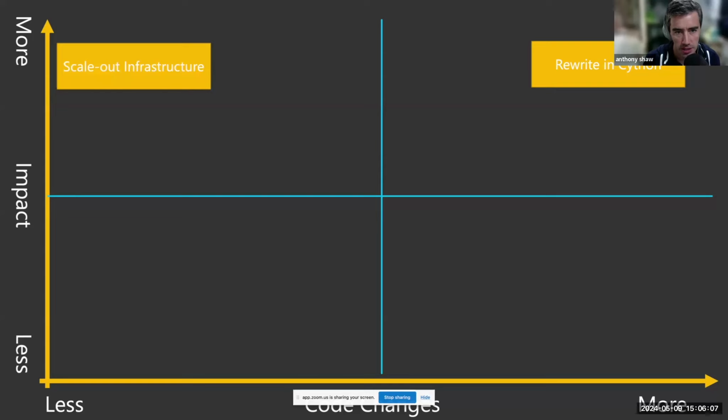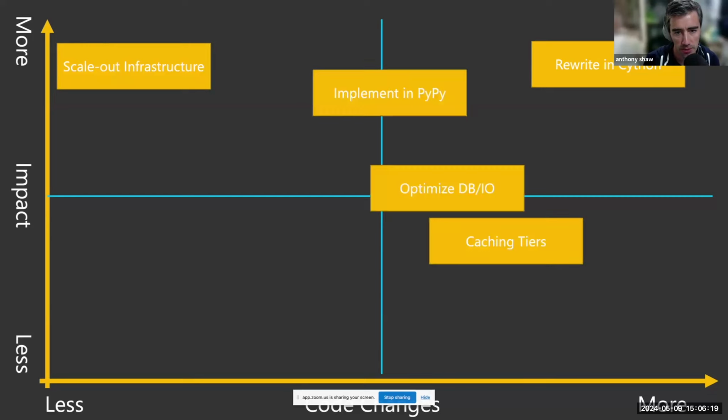And then I'd say you've got the minimum number of code changes, but the biggest impact is to simply have more servers or more CPUs. So if you don't want to change the code at all, you can just run it on more infrastructure. And then we've got lots of other options somewhere in the middle. PyPy is another option, which works in some cases, but is often not compatible with many types of extension modules for Python.